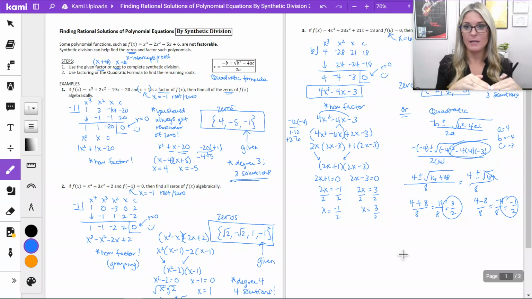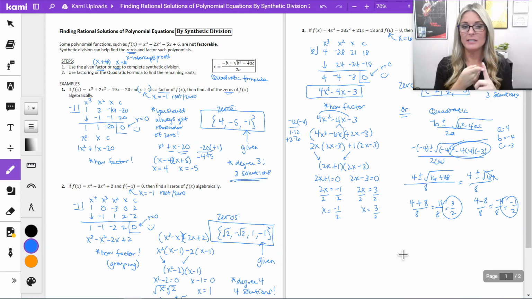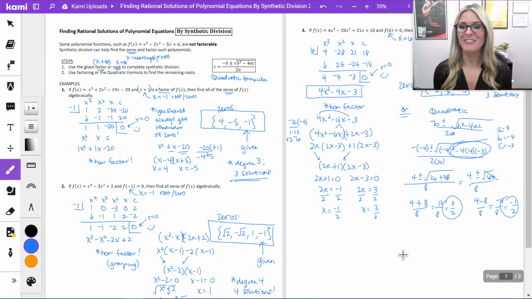But then our remaining polynomial after the synthetic division can be factored. Or if you're just not very good at factoring or you don't feel comfortable with factoring, you can always use that quadratic formula like I modeled in number 3. So use synthetic division to peel away the layer with the given information. Don't forget that given zero that is provided in the problem when you answer it, and continue solving with factoring or quadratic formula. Guys, this is just pulling together a whole lot of stuff that we've studied.